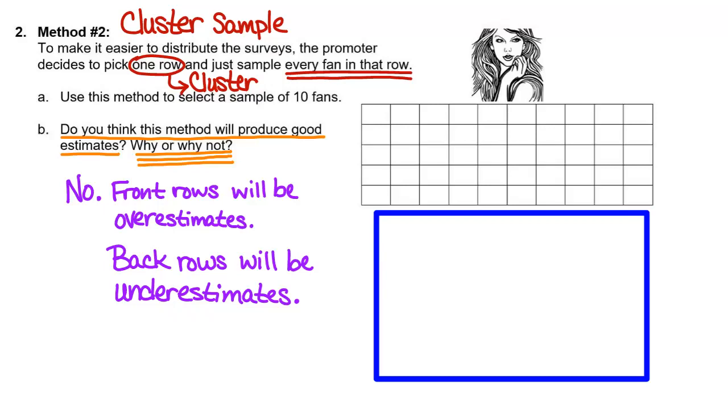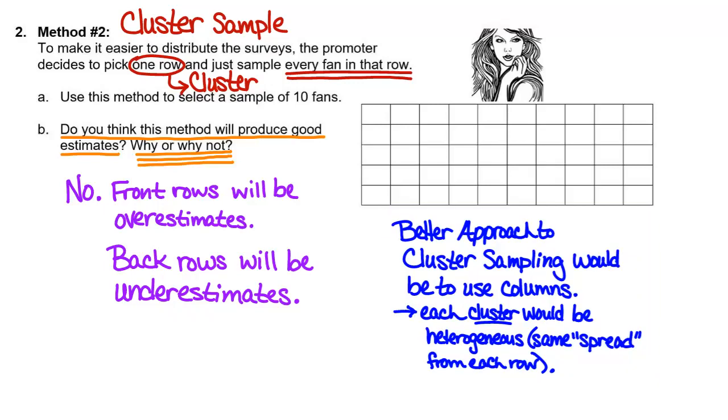Can anybody think about how we might have improved our cluster sampling? Still use cluster sampling, but where we might have done a better job with less variability. Yeah, maybe let every column be a cluster. Then I would need how many columns to get my sample of 10? I would need 2. So I would say a better approach to cluster sampling here would be to use columns. Each cluster would be heterogeneous. It's going to be from like the same position facing the stage from each of those different rows. We probably would have gotten a better idea using it that way.